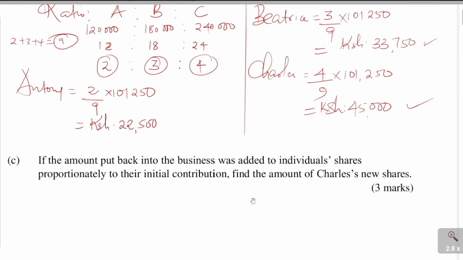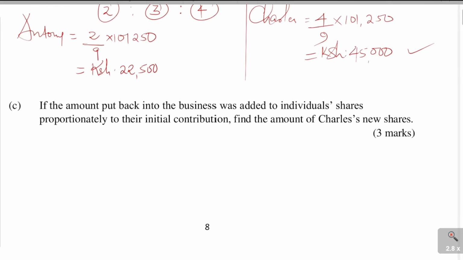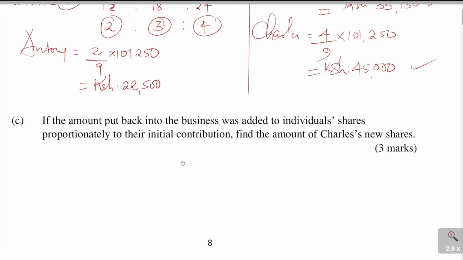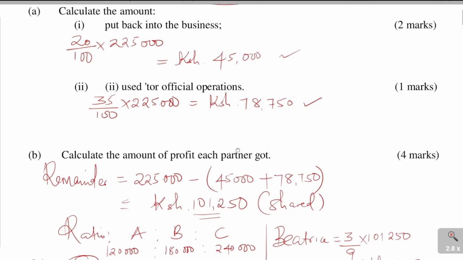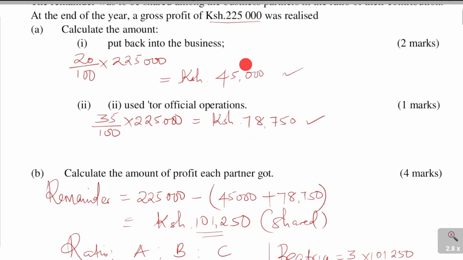We go to the last part. For the last part, if the amount put back into the business was added to individuals' shares proportionately to their initial contribution, find the amount of Charles' new shares. So we need to get that amount that was put back to business. We got that from the first part as 45,000.